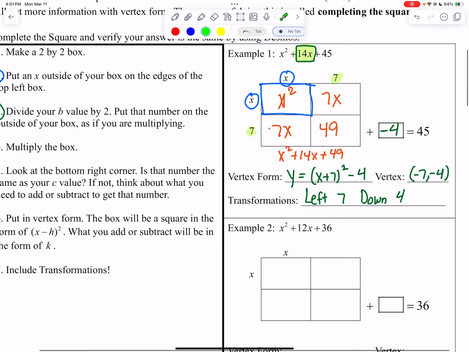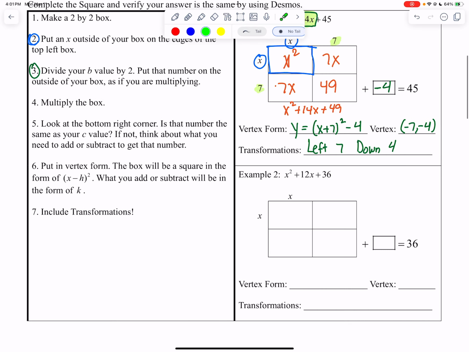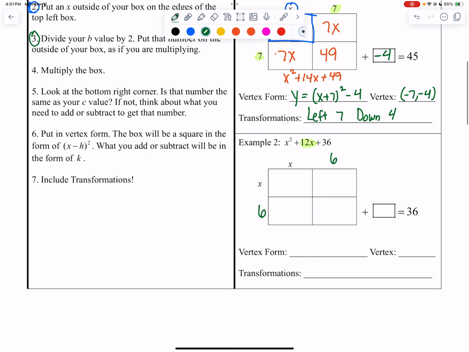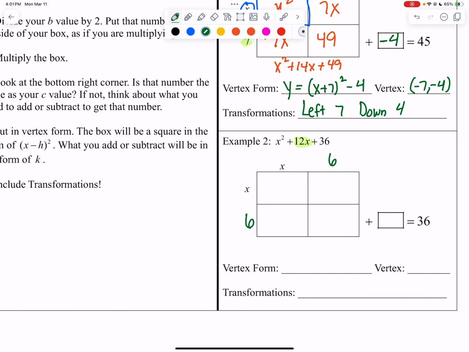All right, let's look at example 2. We're doing the same method here. So I have an x and an x that they already gave me. And then my third step here is divide my b value by 2. So I'm dividing this here by 2. That's going to give me 6. I'm going to multiply my box. And I'm going to simplify this, so that's x squared plus 12x plus 36.